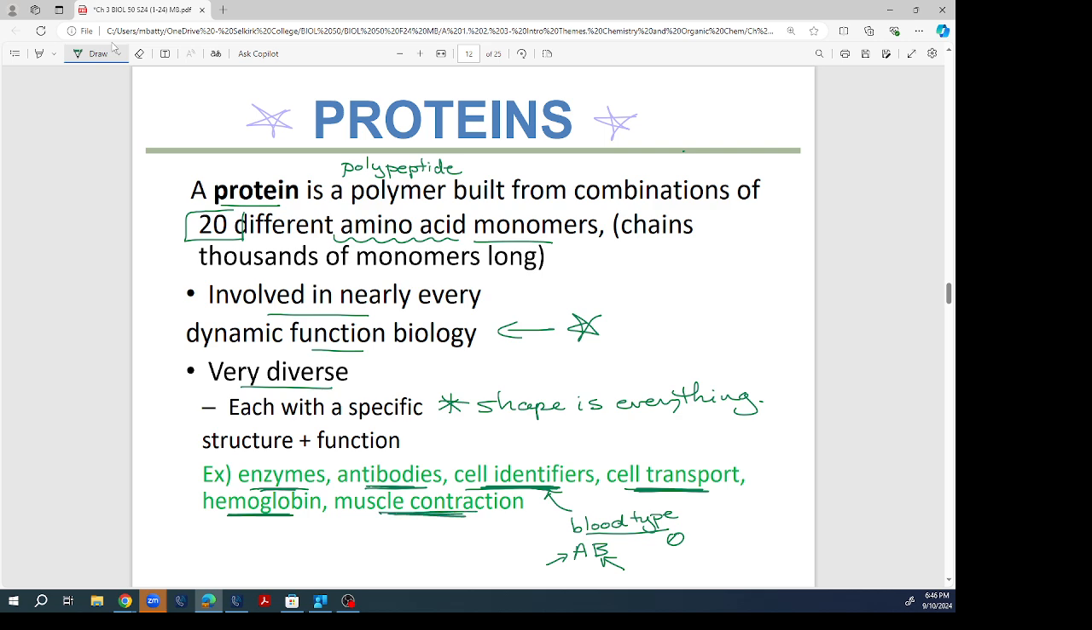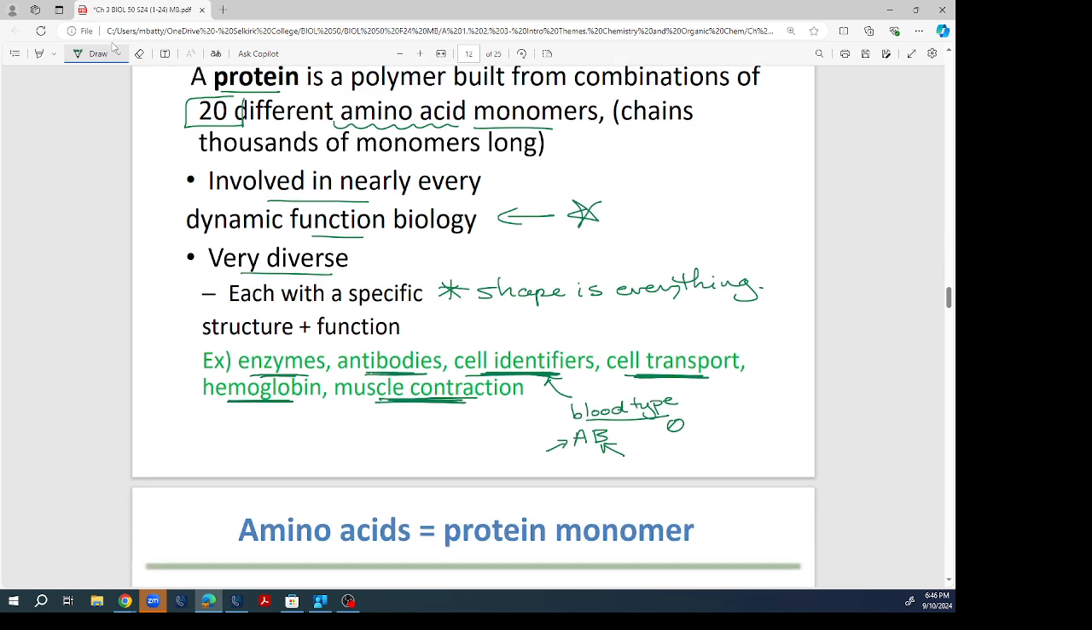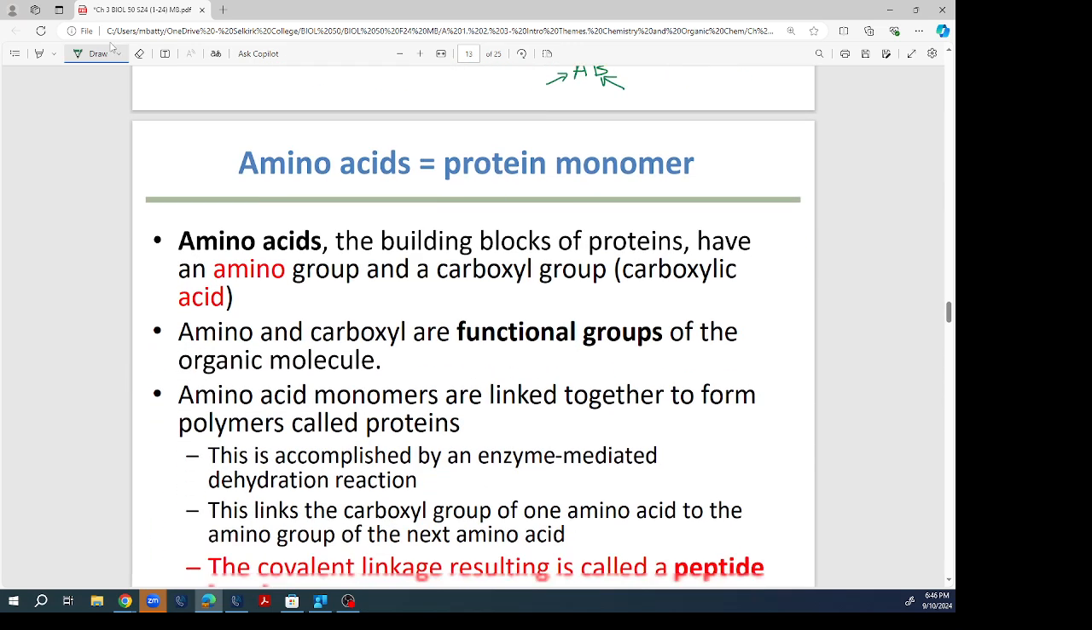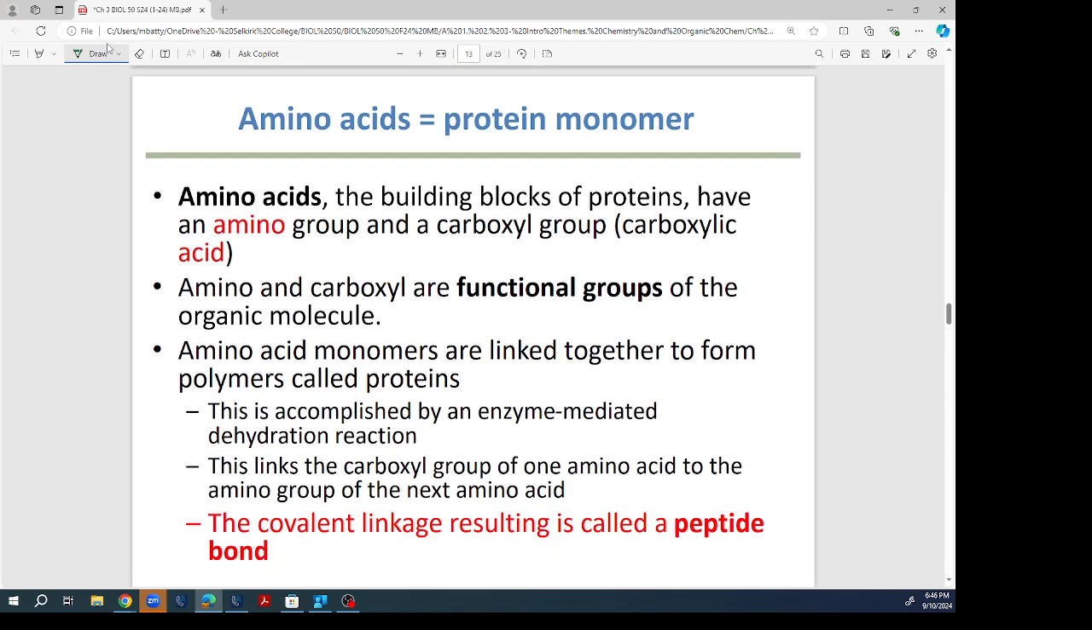And then muscle contraction, we're talking about proteins when we talk about how your muscles actually contract and shorten. So great examples of proteins. If we were to talk about proteins through that lens of monomer and polymer again, the amino acid is the monomer. And basically, an amino acid has two ends. It has an amino end, so we're talking about functional groups here, so the amino functional group and a carboxyl functional group. And sometimes carboxyl functional groups are called carboxylic acid.